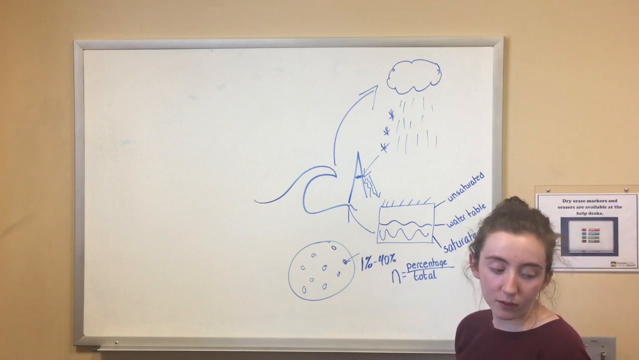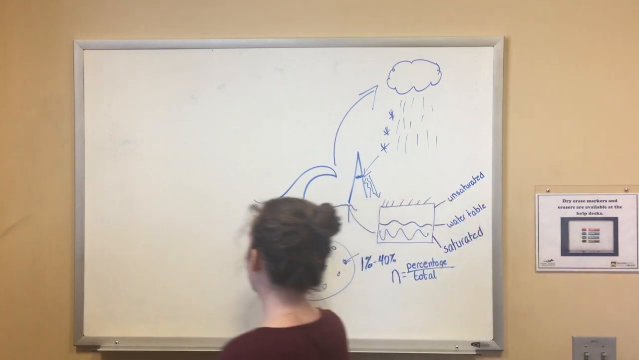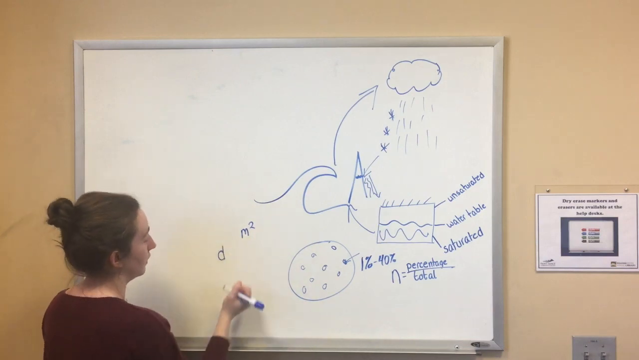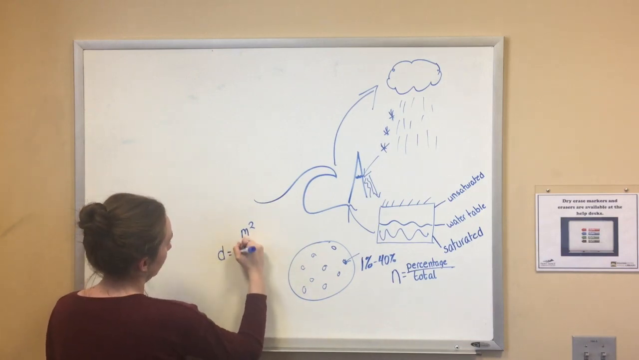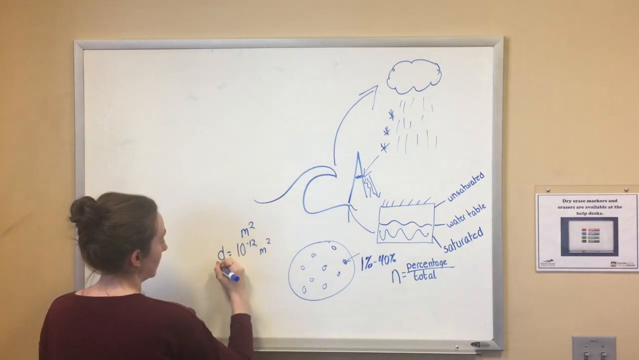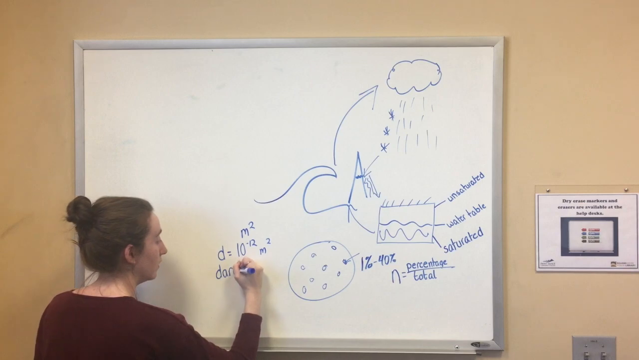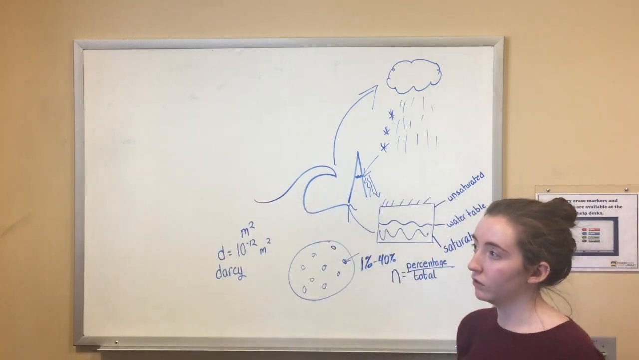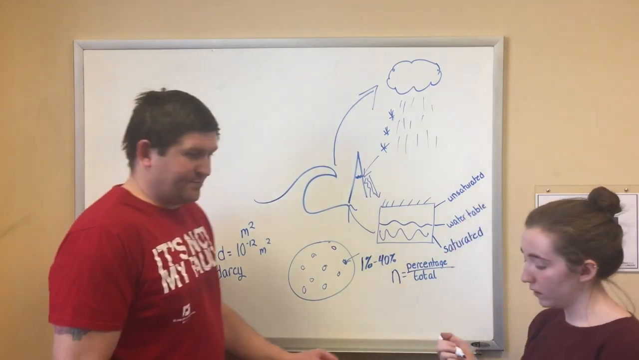The standard unit you use for permeability is meters squared, or you could use a Darcy if that's too tiny, which is 10 to the negative 12 meters squared. So this will all relate back to hair porosity, which Don is going to chat about. He can take it right here.